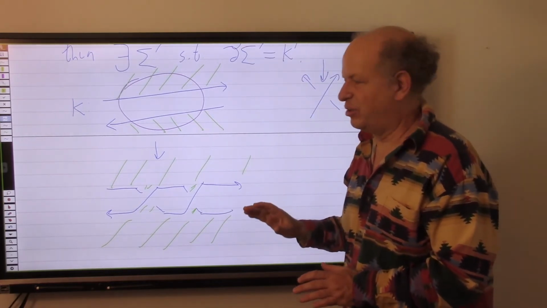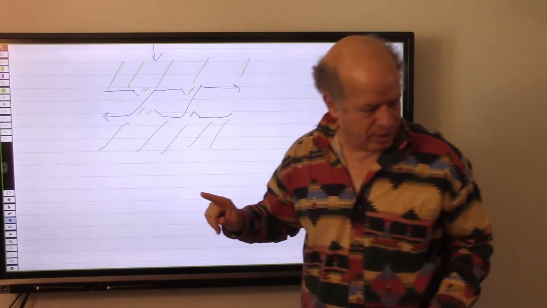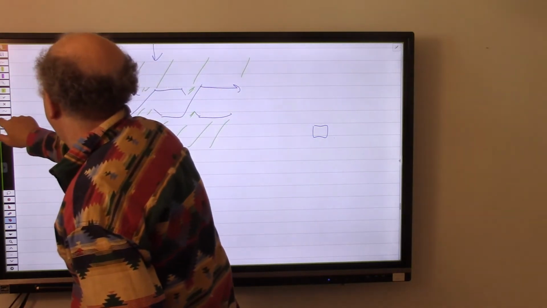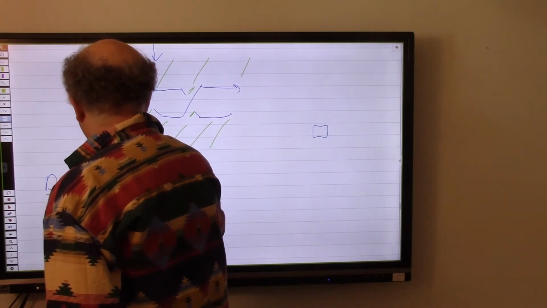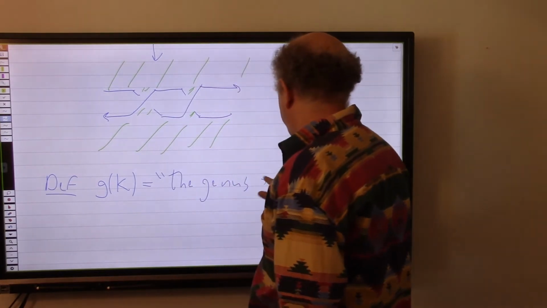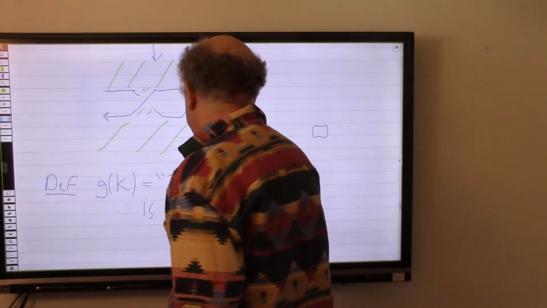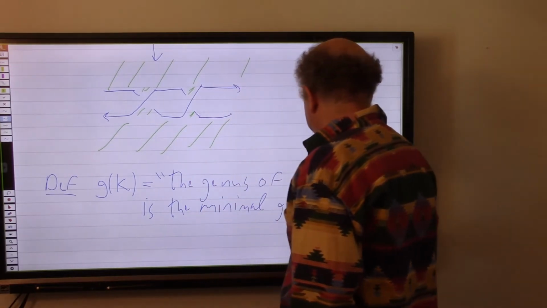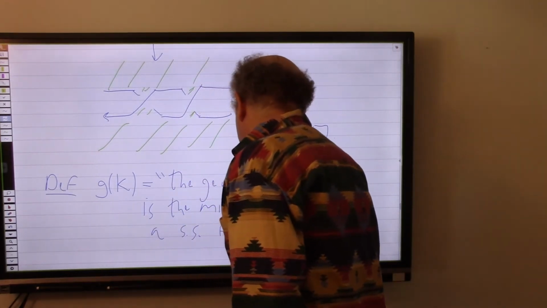Oh, okay, thanks. By the way, now that we know that every knot has a Seifert surface, we can define, so definition, g(K), the genus of a knot K, is the minimal genus of a Seifert surface for K.